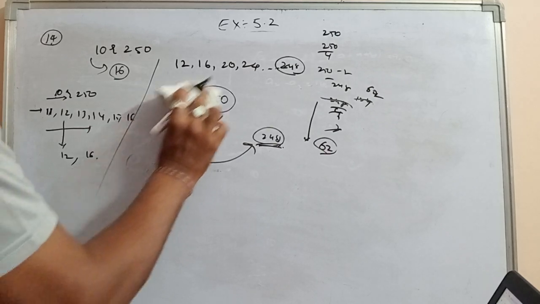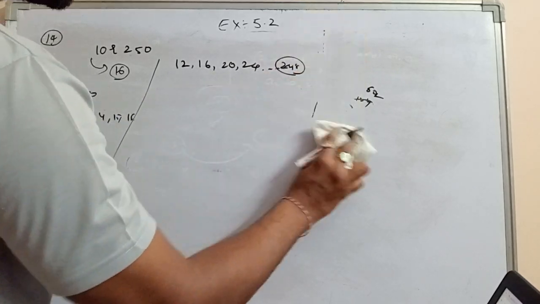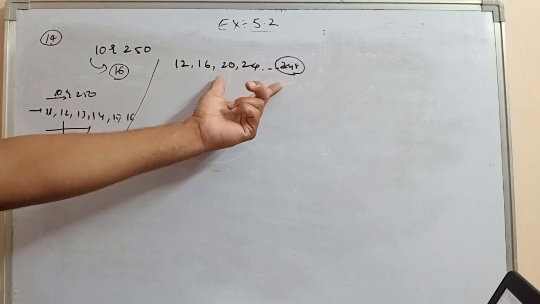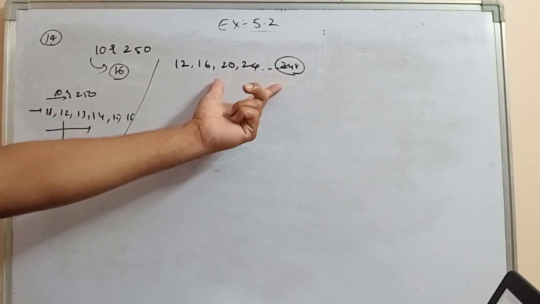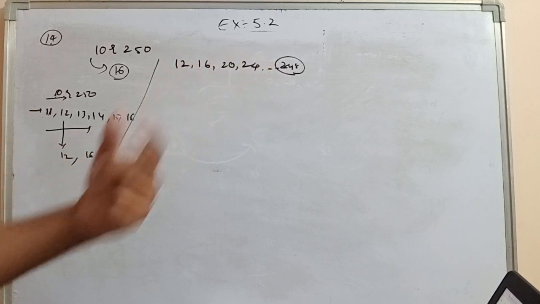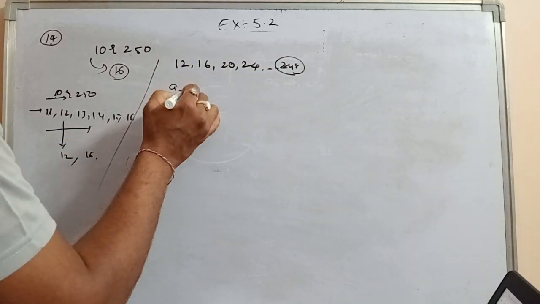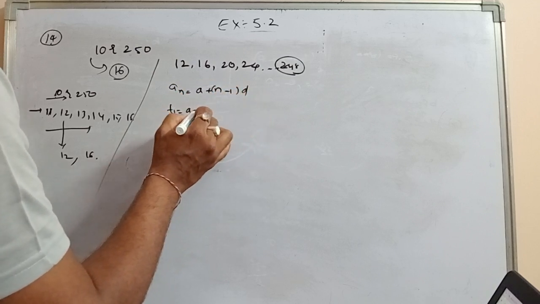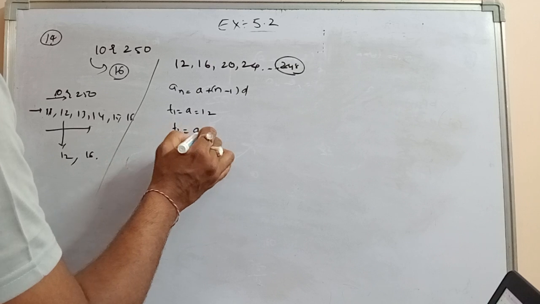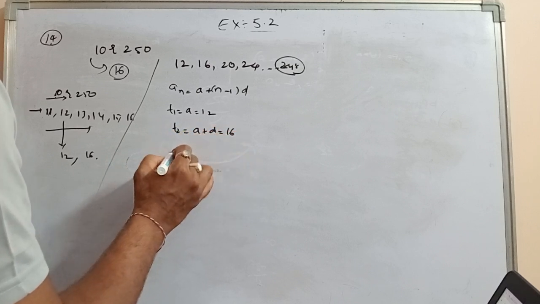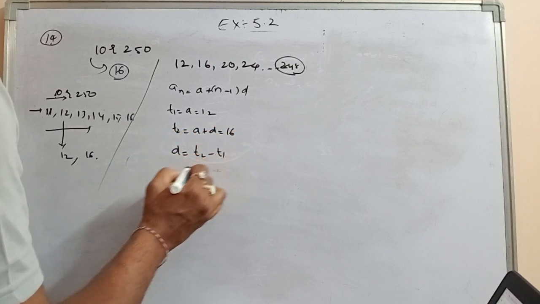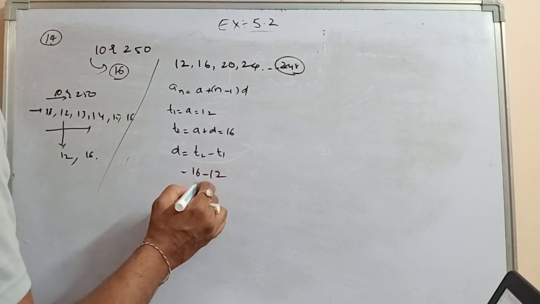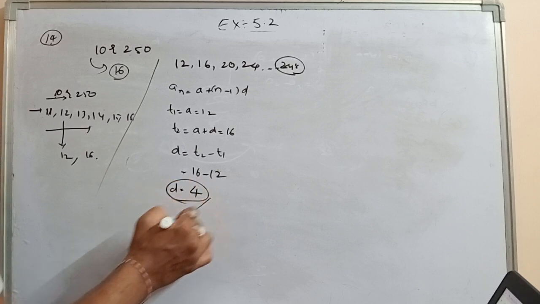We got it. So here this is the given series. Find the number of terms n in the given series. What is the n value? For that, t1 is equal to a is equal to 12, t2 is a plus d is equal to 16. The common difference will be t2 minus t1. What is t2? 16, minus what is t1, 12. So it will be 4. So the common difference will be 4.